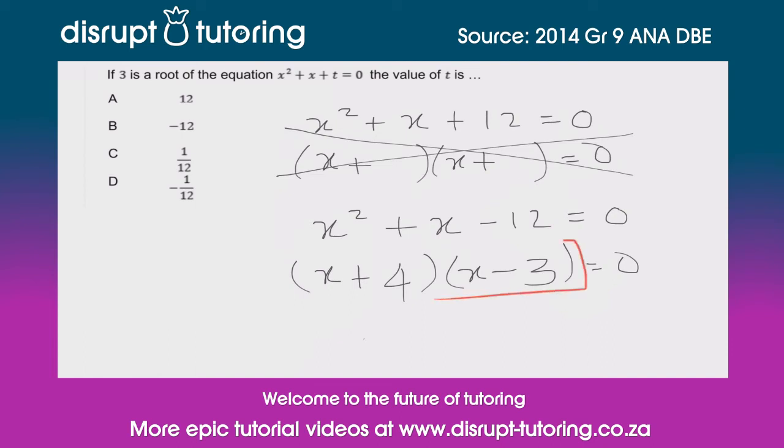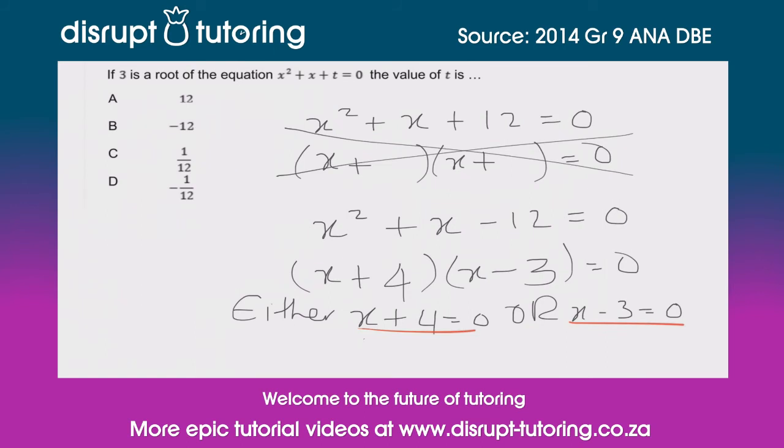Now, what do you notice? In this one, we've got the x minus 3 that we were looking for as a result of 3 being one of the roots of our equation. How do I know that x minus 3 is the right bracket to have? Well, in order to solve this equation, we know that either this bracket or this bracket equals 0. So it's going to be a case of either x plus 4 equals 0 or x minus 3 equals 0. If we solve each of these, we're going to have x equals either minus 4 or x equals 3.